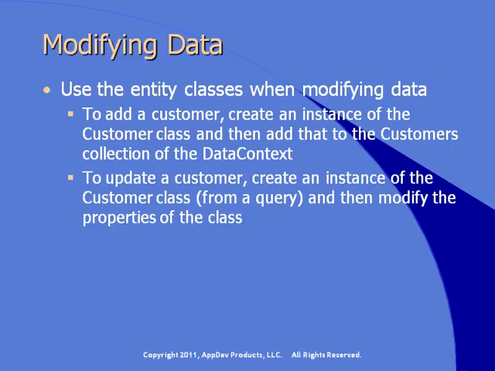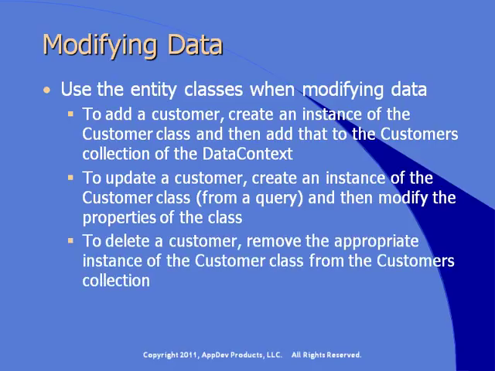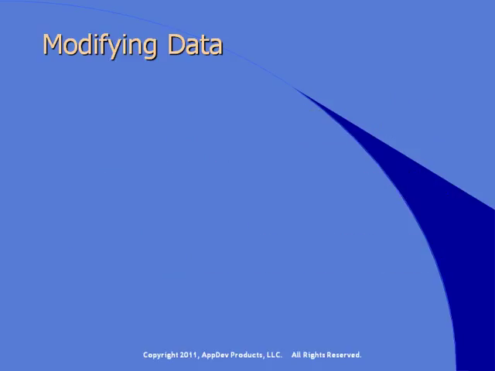To update a customer, you'd create an instance of the customer class, typically from a query, so that instance represents a particular customer, and then you modify the properties of that class. And to delete a customer, you remove the appropriate instance of the customer class from the customers collection in the data context. So what does this look like in code?